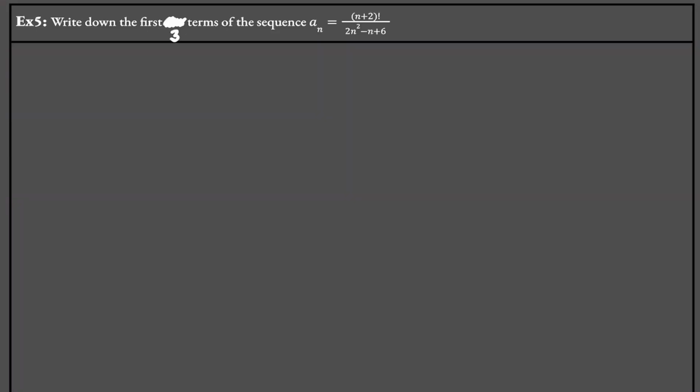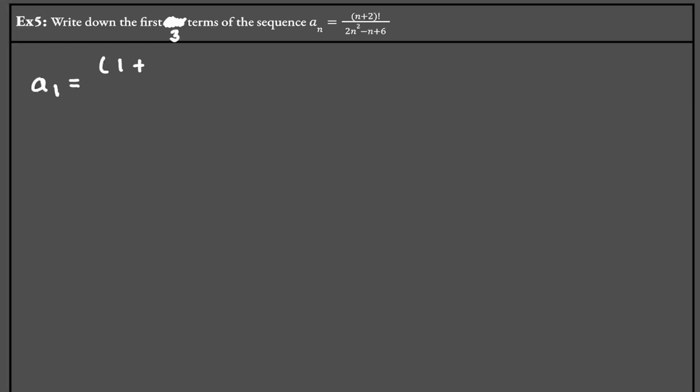Example number 5 is asking us to write down the first 3 terms of the sequence. And so we have a sub n equals n plus 2 factorial all over 2n squared minus n plus 6. So let's start off with first a sub 1. And if we write a sub 1, we're going to pretty much substitute in our value here for wherever we see an n.